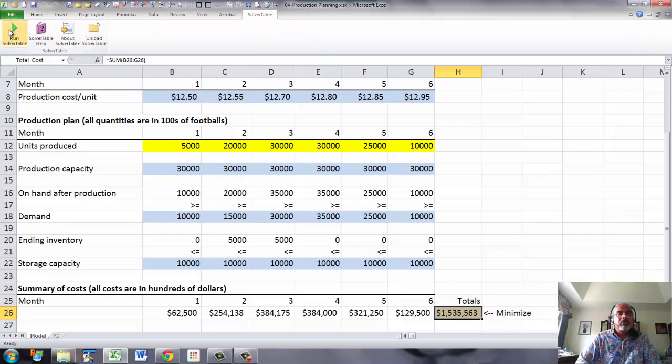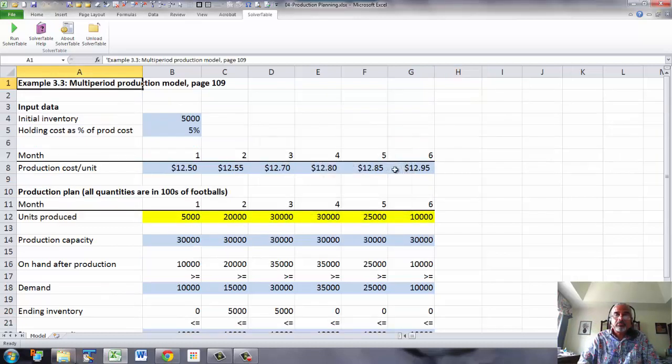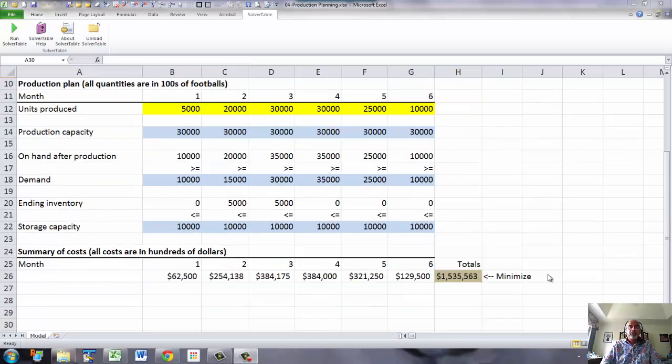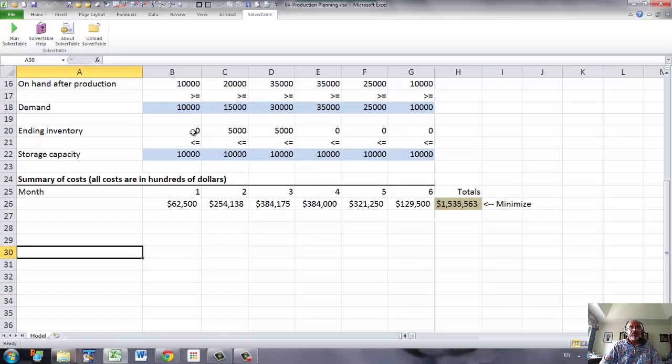Now let's do a solver table, and this solver table is going to be for, so now we have the optimum solution for the production planning problem that involves multiple time periods. And suppose we want to do a sensitivity analysis solver table for the holding cost. So the holding cost as the input instead of 5%, what if it is different? Then would that make any difference in terms of the amount of ending inventories that we will have?